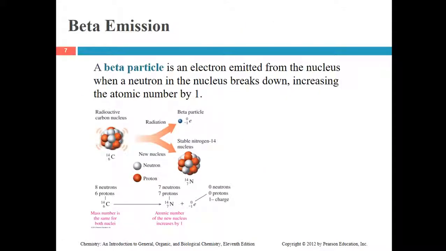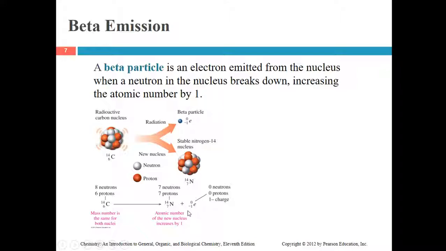So let's write an equation representing a beta particle. A beta particle is an electron emitted from the nucleus when a neutron in the nucleus breaks down, increasing the atomic number by 1. So you will notice in our carbon-14, which is the carbon isotope that is used in carbon dating, it is not stable. And when it breaks down, it releases a beta particle.